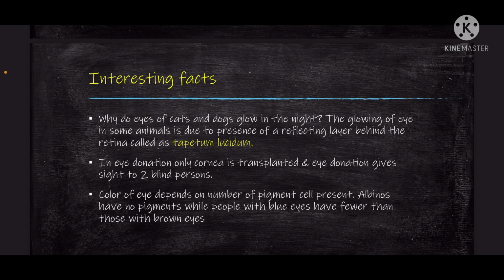The color of the eye depends upon the number of pigment cells present. Albinos have no pigments. Albinos are people in whom melanin concentration is very low, while people having high melanin have darker skin color as compared with albinos. So albinos have no pigments, while people with blue eyes have fewer pigments than those with brown eyes. It means people with brown eyes have more melanin compared with blue eyes and albinos, while albinos have no pigments in their eyes.